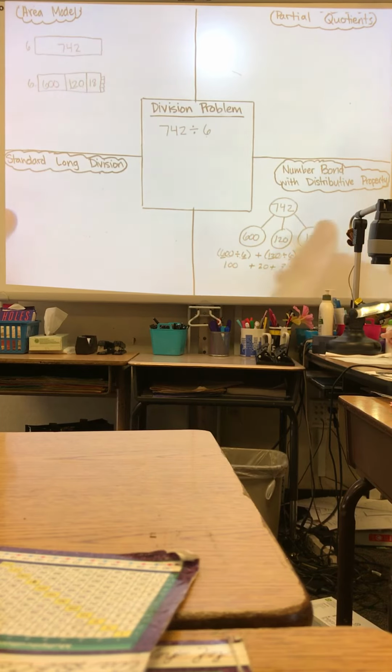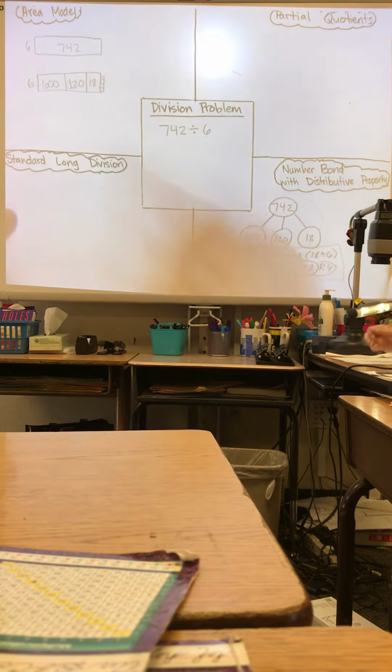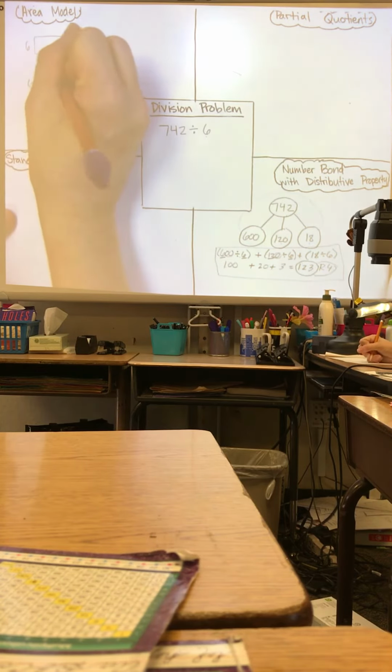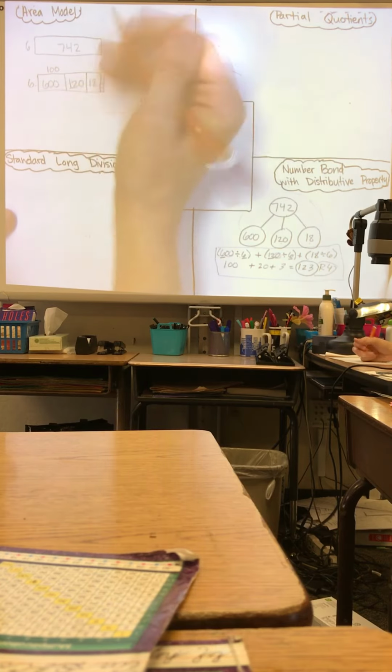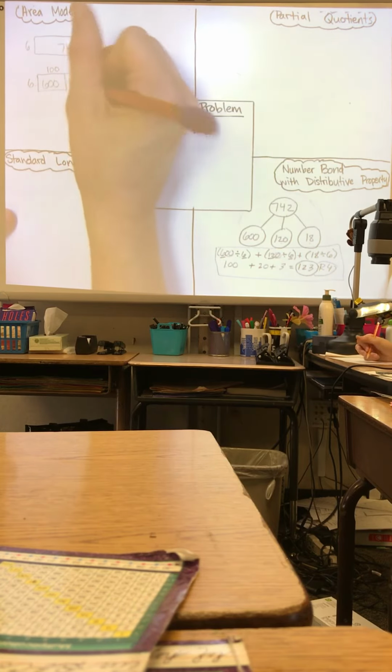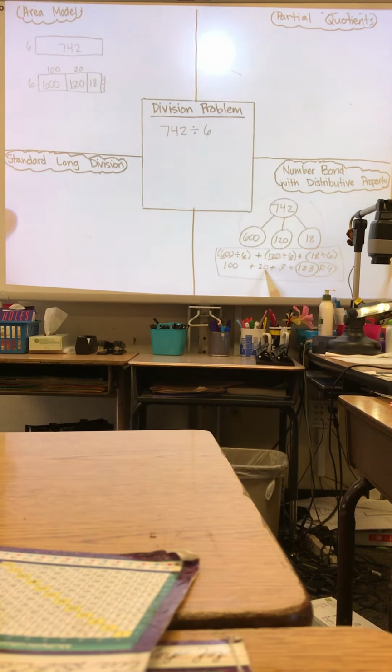So I'm going to use this information that I found from distributive property. This is my distributive property right here because I'm distributing my factor. And then this is my number bond because I have my whole number and I'm showing the separate parts. So I'm going to come up over here and I'm going to label the rest of my area model because I now know 600 is divided by 6 100 times. 120 is divided by 6 20 times. And again, I'm getting the information from right here.